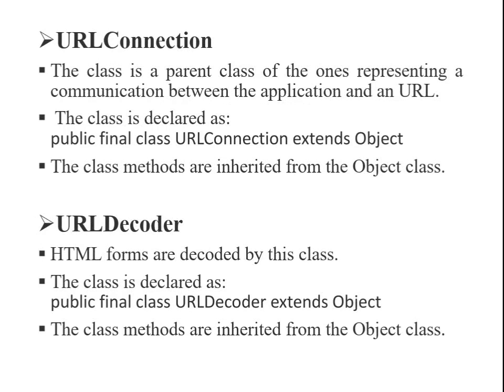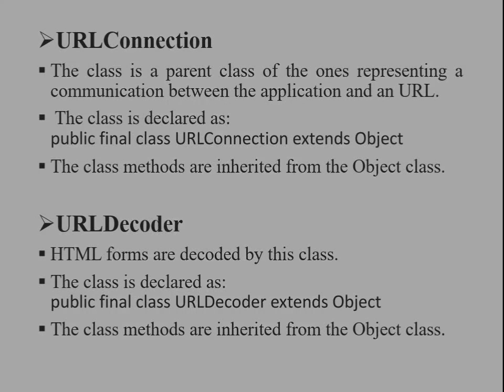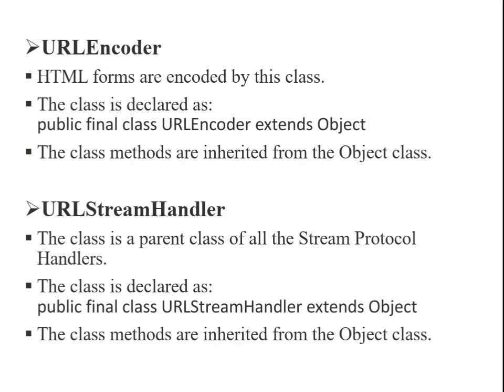Next one is URLDecoder. HTML forms are decoded by this class. The class is declared as public class URLDecoder extends Object. The class methods are inherited from the Object class. Then next one is URLEncoder. HTML forms are encoded by this class. The class is declared as public class URLEncoder extends Object. The class methods are inherited from the Object class.